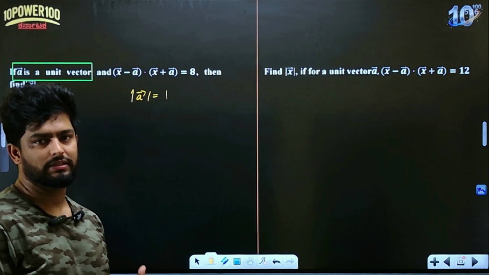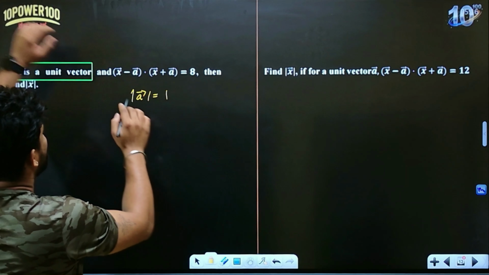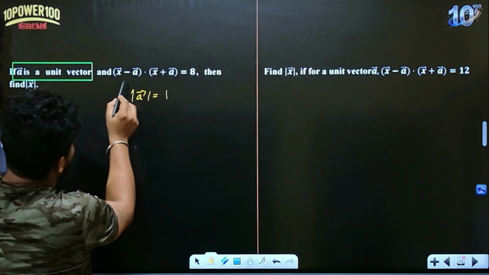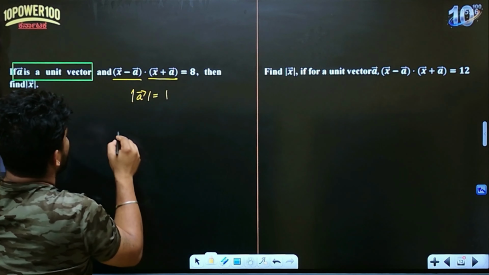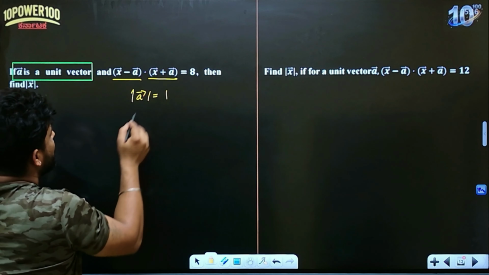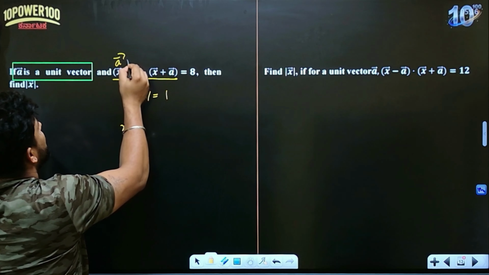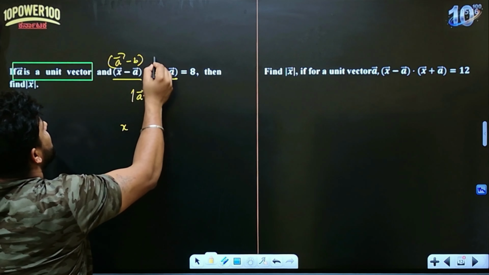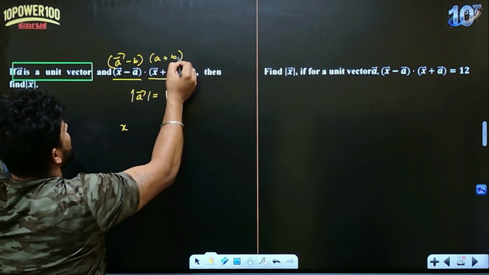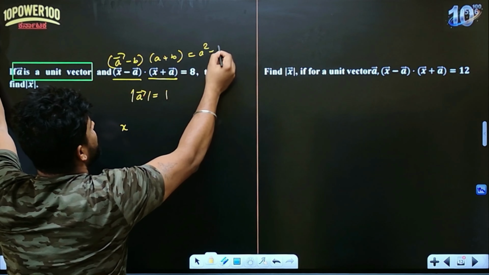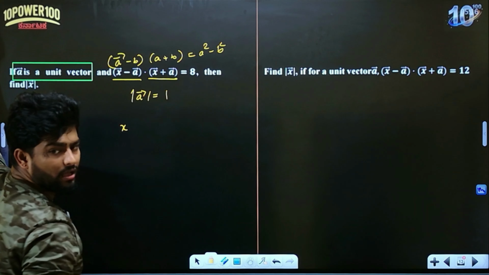This question has come many times in your board exam, so practice well. So we look at this: x minus a and this is x plus a, right? So it is equal to 8. So what we can take is, this is a minus b, children, okay? So this is a minus b and this is a plus b. What is a minus b into a plus b? It is a square minus b square. Your identity, correct? So we'll do the same thing.